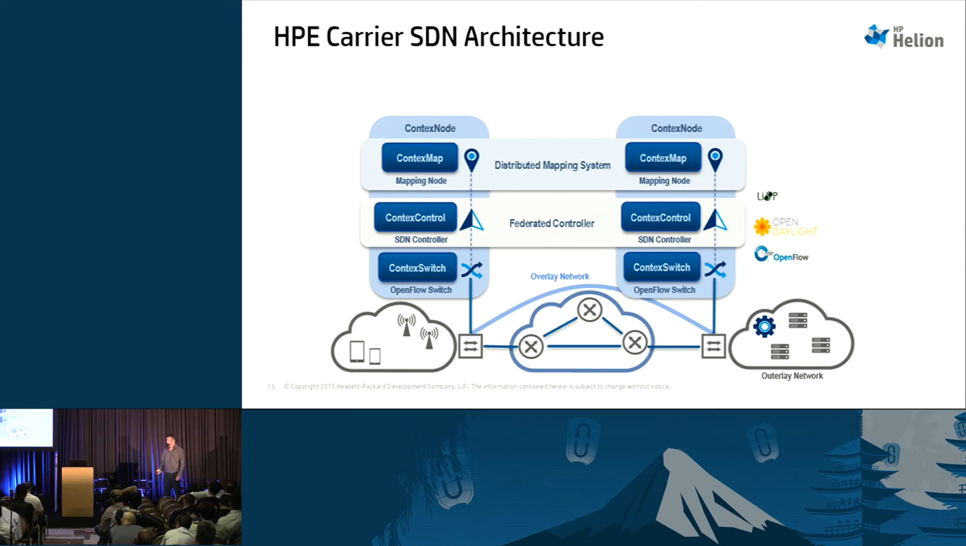Okay, so each one of these threesome of switch, control, and map, we call it a ContextNet node. A ContextNet node is located in a single data center. And as you can see, these two data centers can communicate one to another.